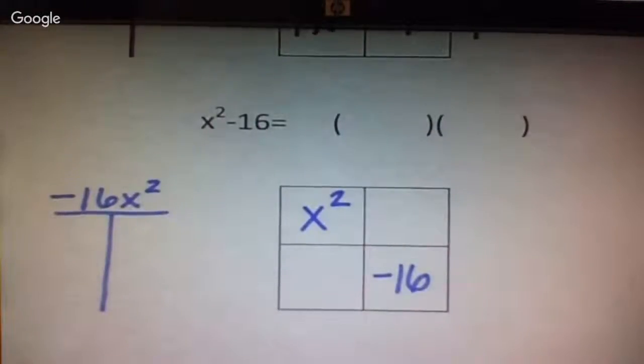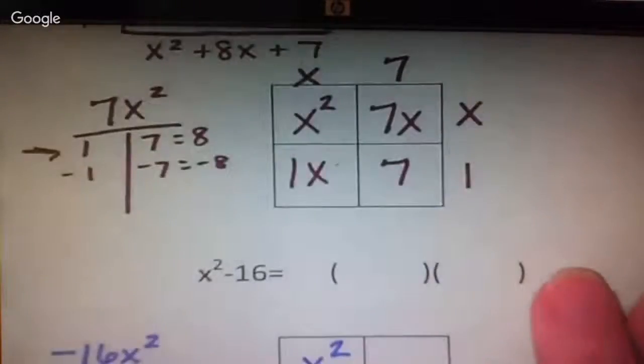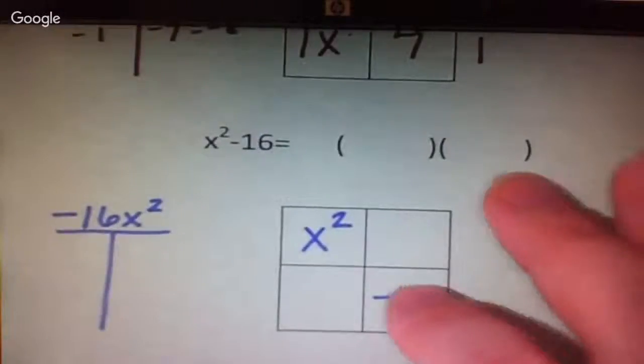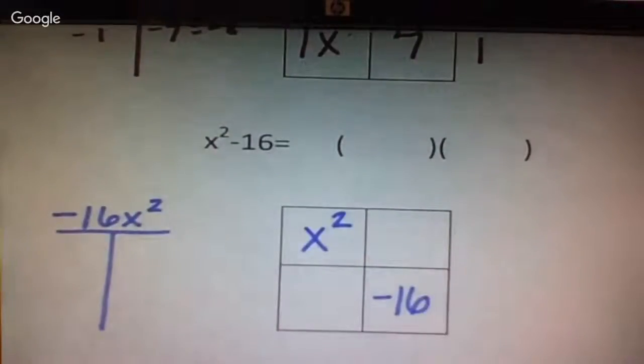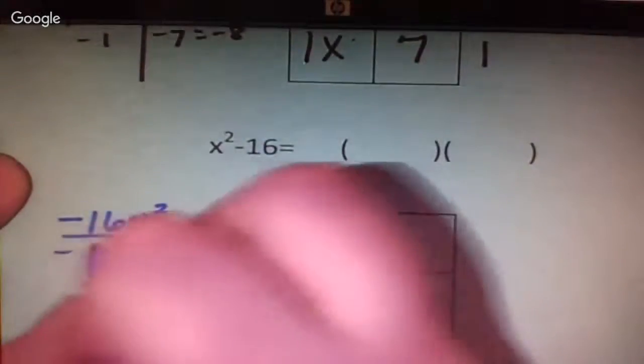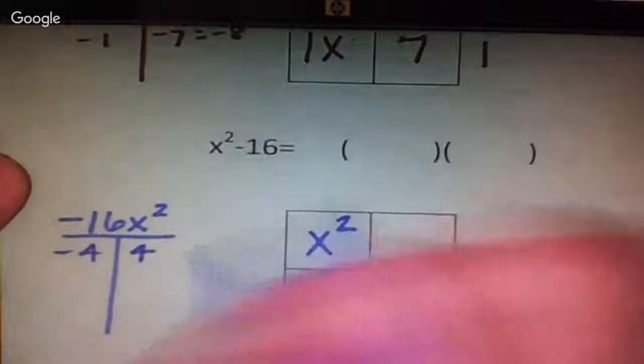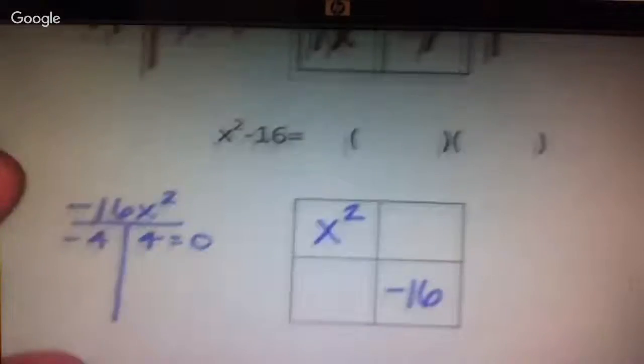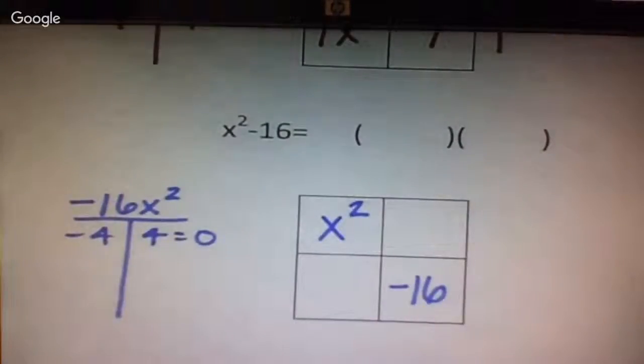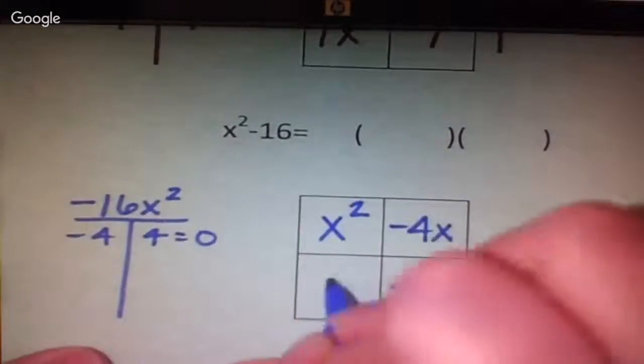So my b value, that term in front of x that I normally try to go for. Here, my goal was 8x. Here, my goal was 11x. Well, there is no goal. I know the goal. It's one. So my goal is 0. If it's non-existent, it's 0. So I need two numbers that multiply to give me 16. Negative 4 and positive 4 give me 0. So we put in a negative 4x and a positive 4x.